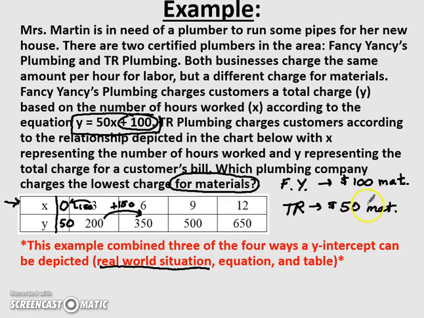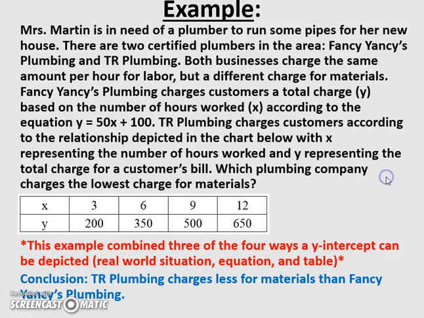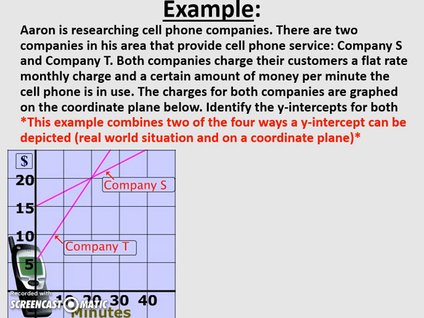And our last step is to look at the two of these in context to the problem, which is talking about the lowest charge for materials, and make a conclusion. In this case, our conclusion would be TR Plumbing charges less for materials than Fancy Yancey's Plumbing. And you can see they charge $50 less. Let's look at one more example.